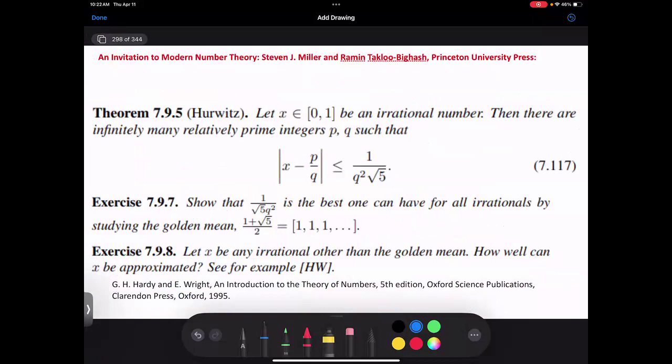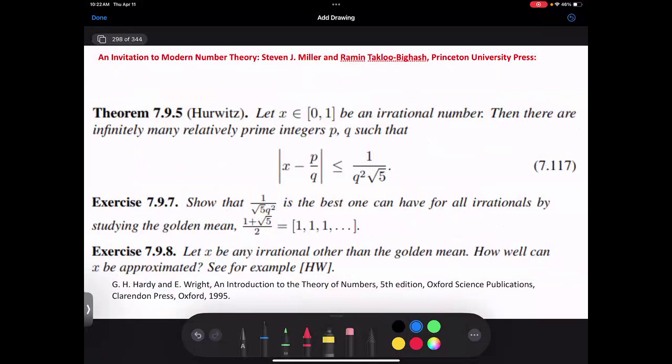It's always interesting to ask, what's the best you can do? If you're willing to do a little bit more work, which I'm not for a class like this, but if you are, you can actually show that you can get within 1 over q squared root 5 infinitely often for any irrational number.